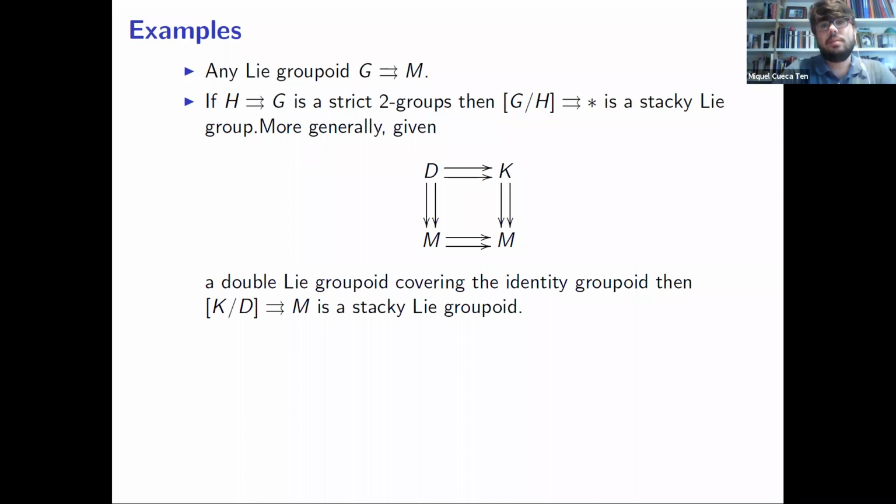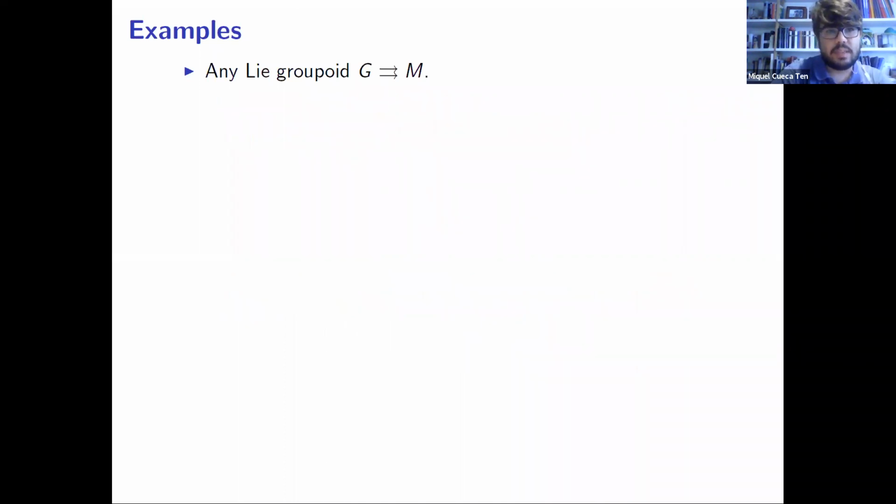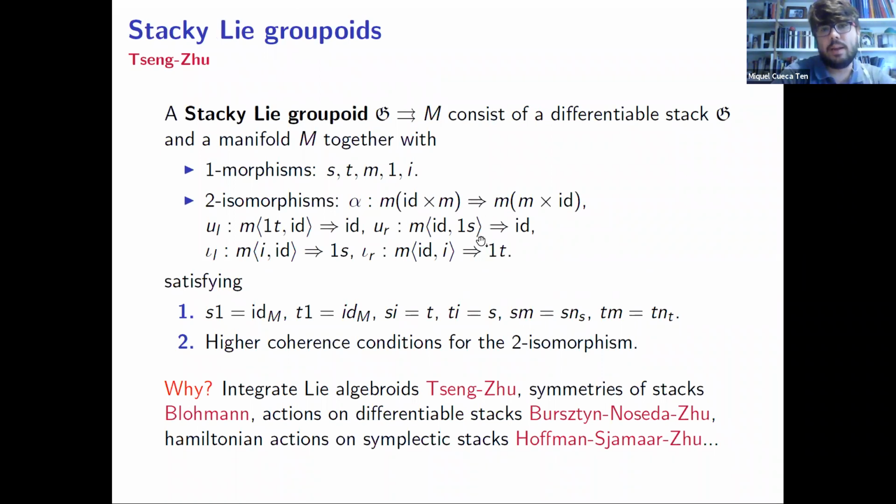But more generally, instead of considering the base to be just a point, I can put any manifold M here, and then I can put a double Lie groupoid structure here, covering the identity groupoid. And this is another example of a Stacky Lie groupoid. But okay, up to now, the three examples that I gave satisfy that the two isomorphisms given here are trivial.